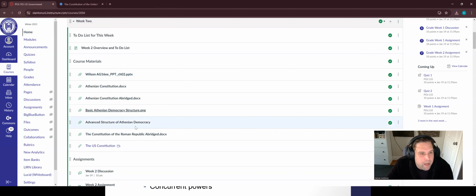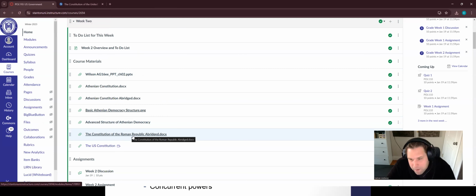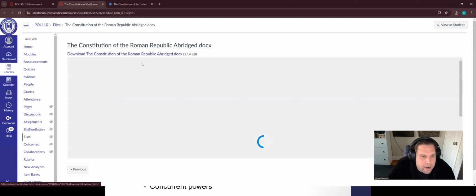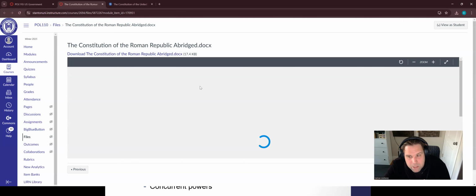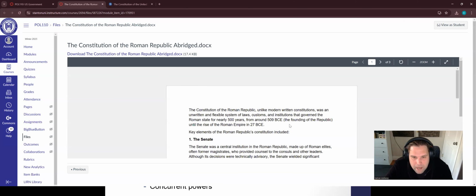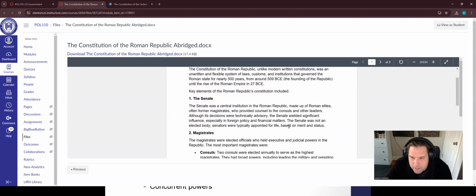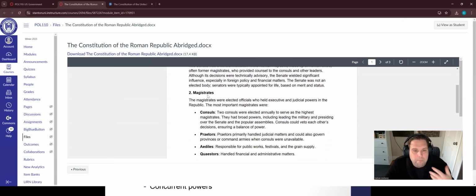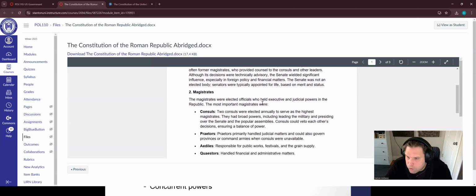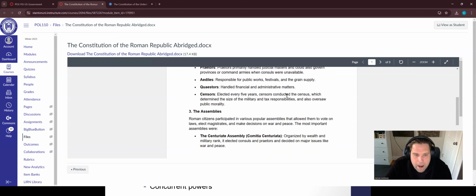Okay. And then we also have the Constitution of the Roman Republic abridged here, which, if you go ahead and look at it, I think in many ways really echoes and shadows the United States Constitution to a pretty significant degree, where some of the key elements of the Roman Republic were the establishment of a Senate. Hey, look at that. We have a Senate too in the United States Constitution. Magistrates were the individuals with executive and judicial powers. In the United States, we decided, hey, we're going to split those up. We're going to have a separate executive branch. We're going to have a separate judicial branch.